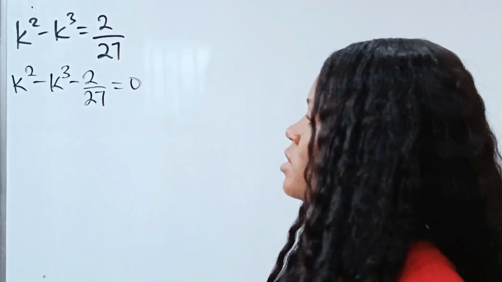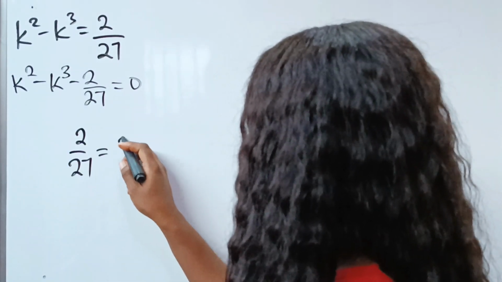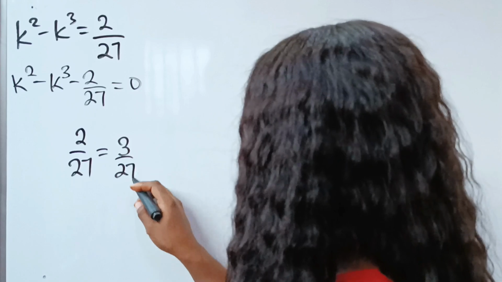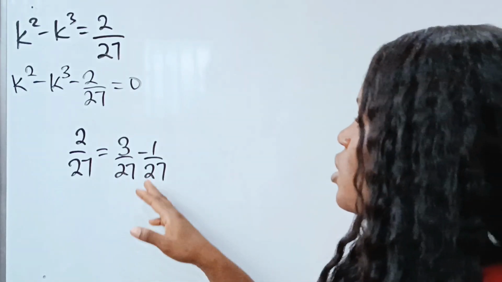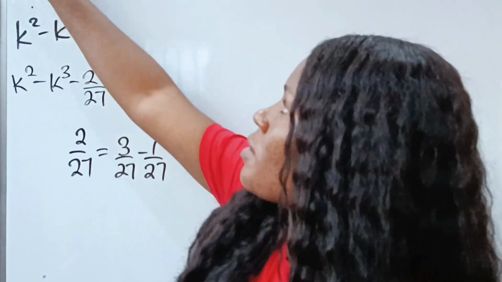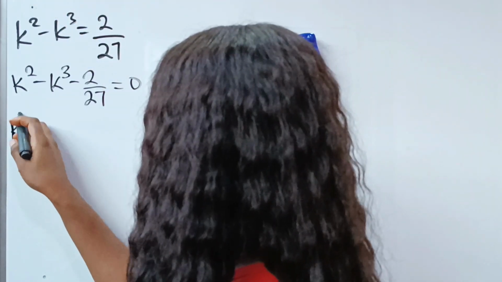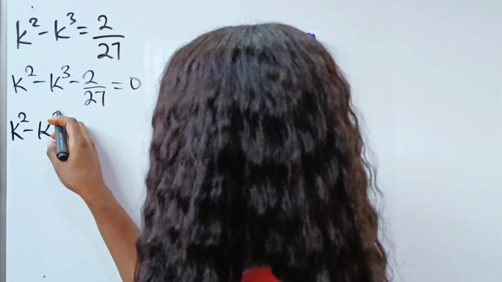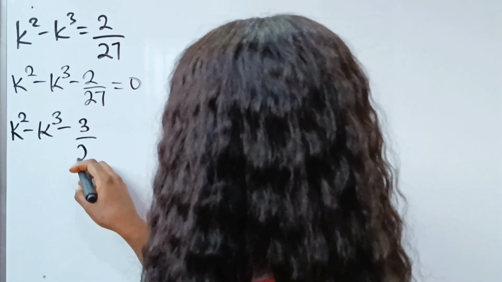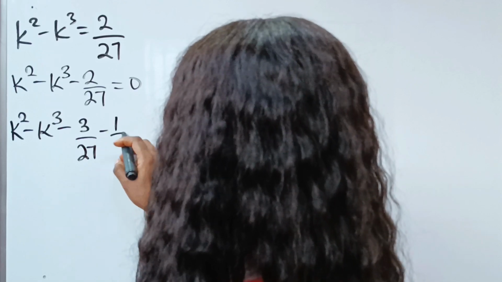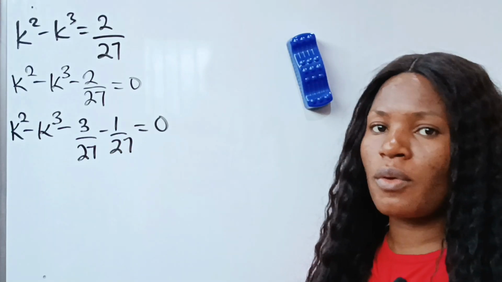Now, I want us to note that 2 over 27 is the same thing as 3 over 27 minus 1 over 27, right? So let's substitute this for this. Now we are going to write k to the power of 2 minus k to the power of 3 minus 3 divided by 27 minus 1 over 27 is equal to 0.